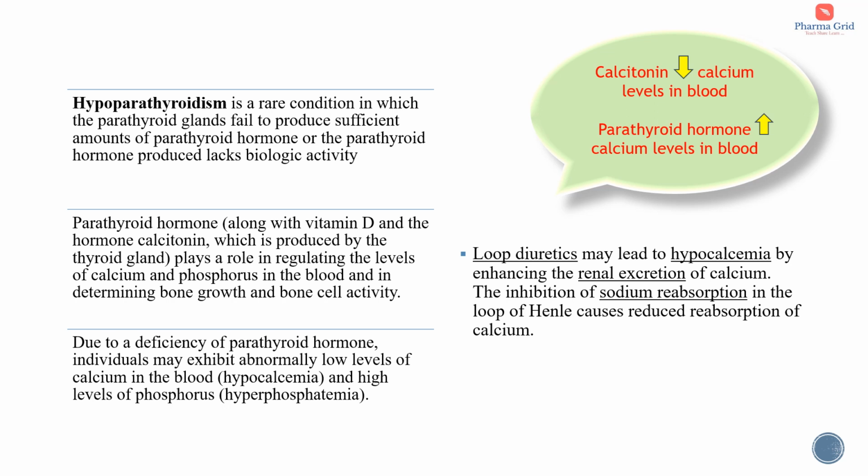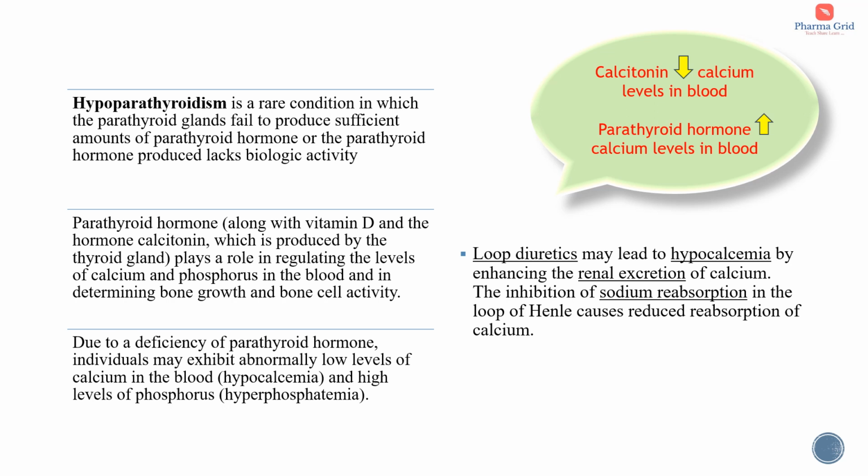The calcitonin is released in case of hypercalcemia. So the function of calcitonin is to decrease calcium levels in the blood, and the parathyroid hormone will be released in case of hypocalcemia because the parathyroid hormone will increase the calcium levels in the blood. So due to a deficiency of parathyroid hormone, individuals may exhibit abnormally low levels of calcium in the blood, that is hypocalcemia, and high levels of phosphorus, that is hyperphosphatemia. So there is always an inverse relationship between calcium and phosphorus.